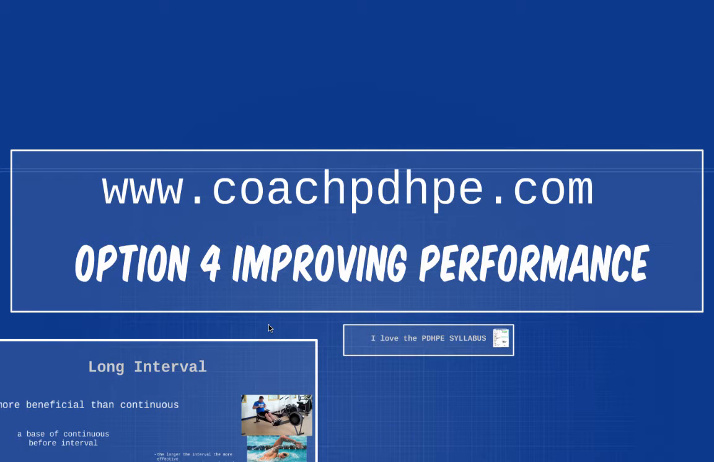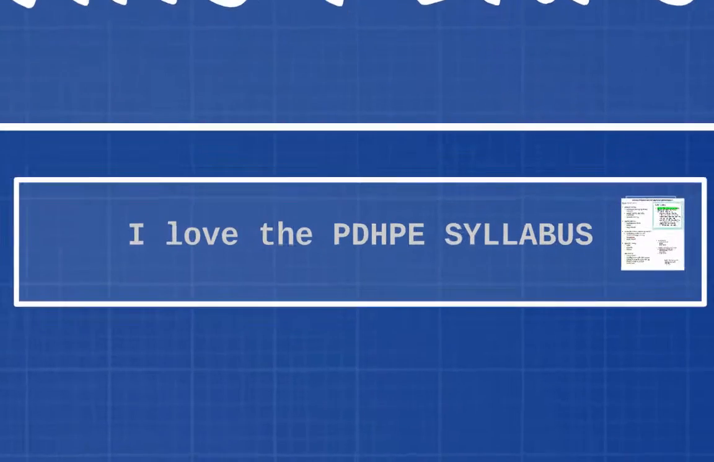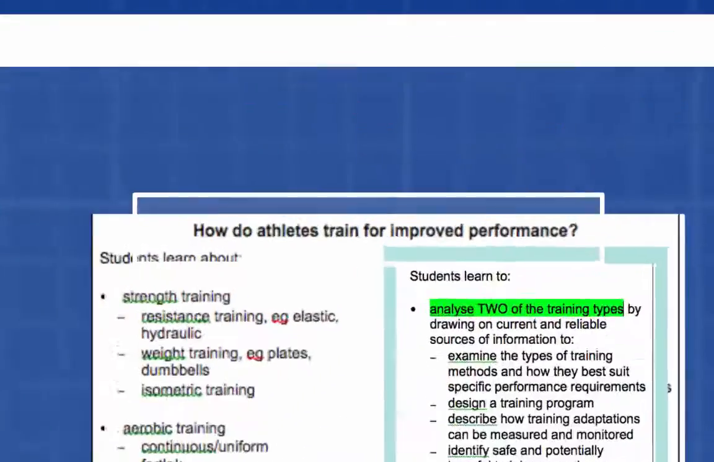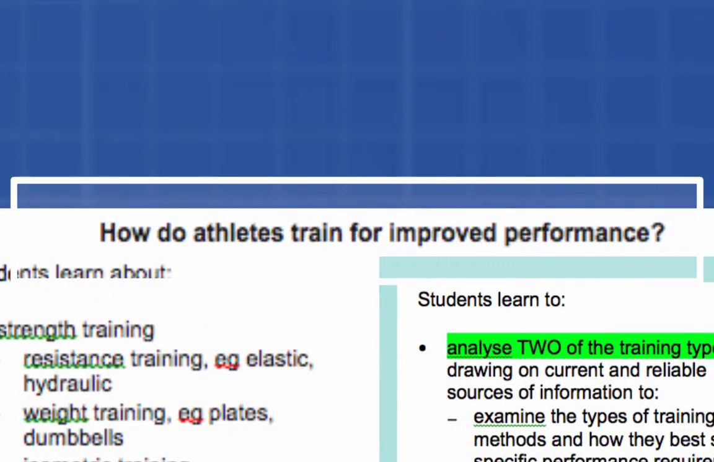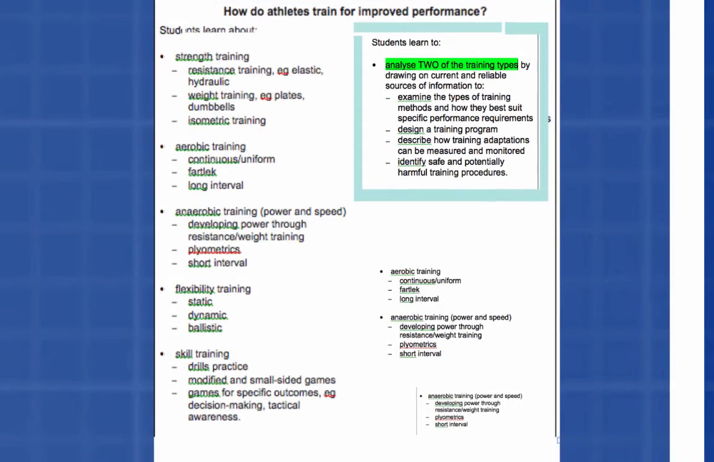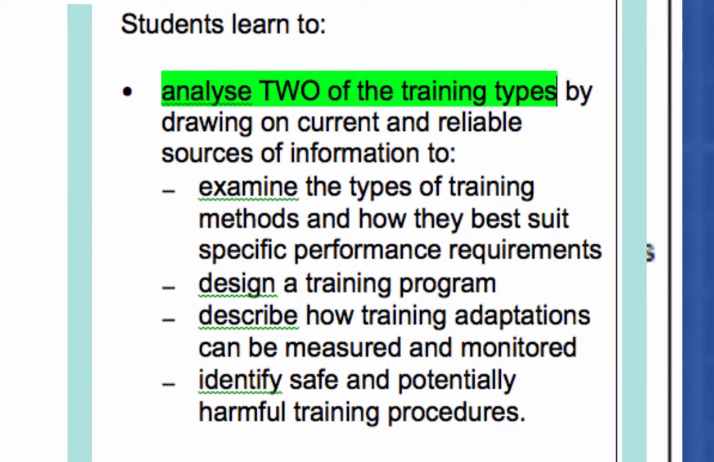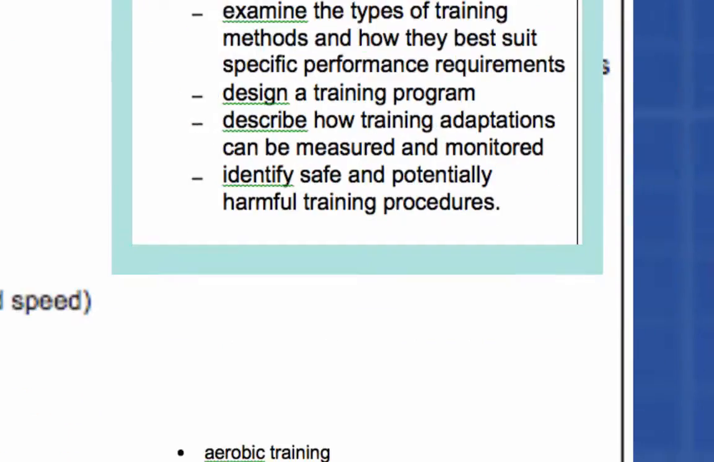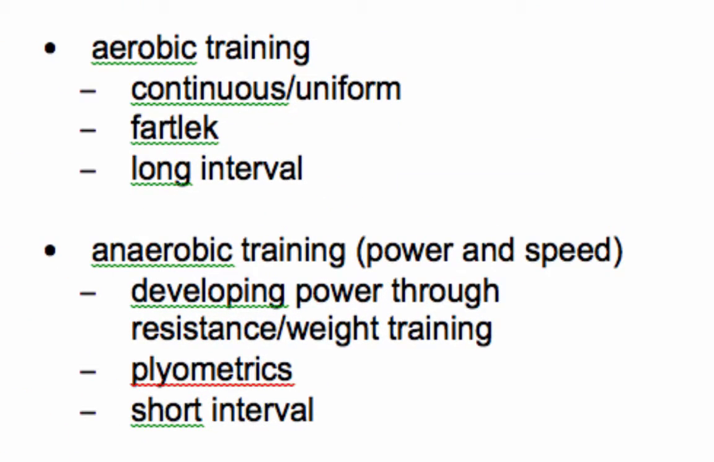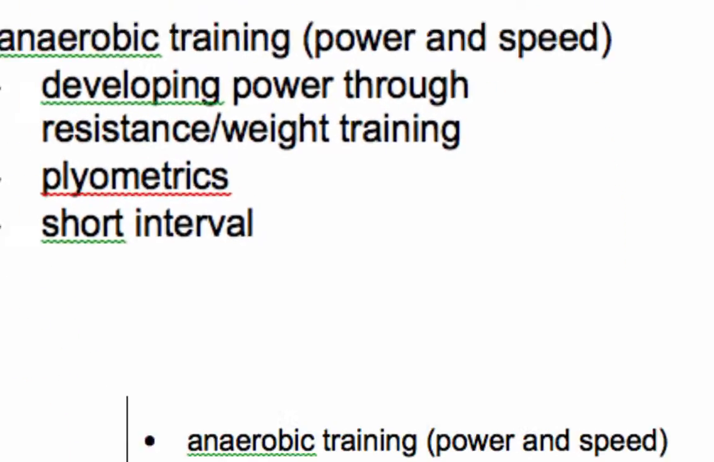This is option 4, improving performance, and this video is looking at key idea 1, how do athletes train for improved performance. There are 5 dot points under this key idea, but the right hand side of the syllabus requires students to have an understanding of just two types of training. For my classes I cover both aerobic and anaerobic training, and this video will be for aerobic training.